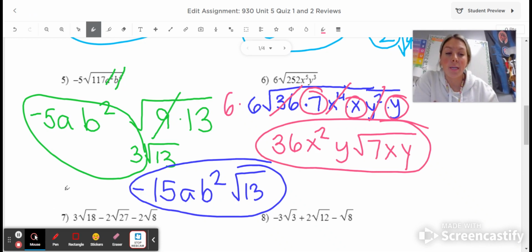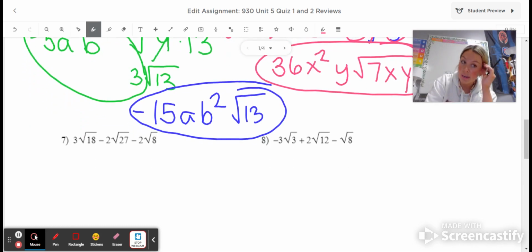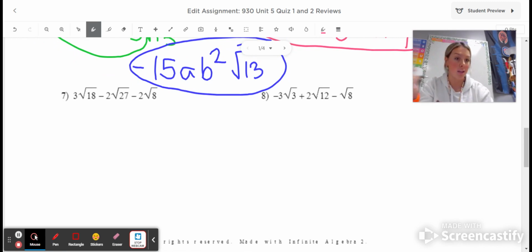All right, 7 and 8 were what you should have watched the video for yesterday. So we are combining like radicals. Just to review, if I have the same thing under the radical, I can add the coefficients. If I don't have the same thing, I'm going to simplify them first, then add them together.